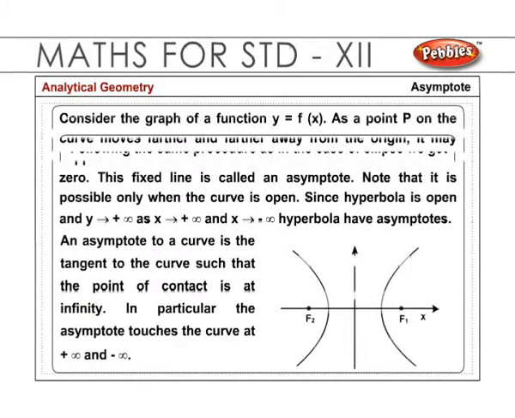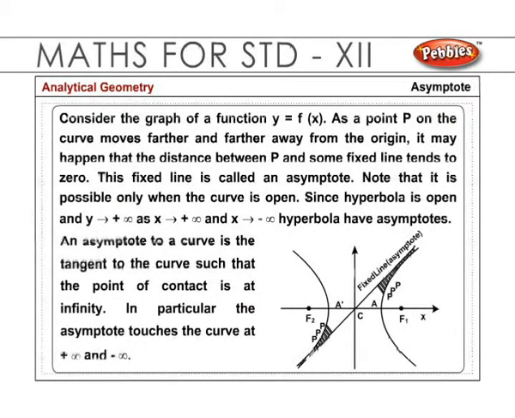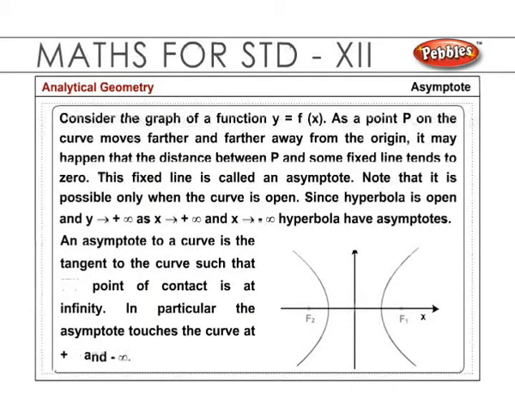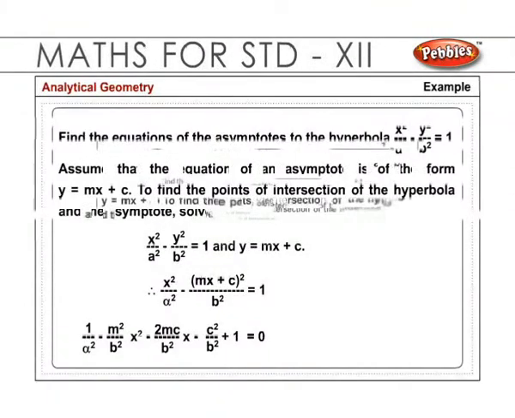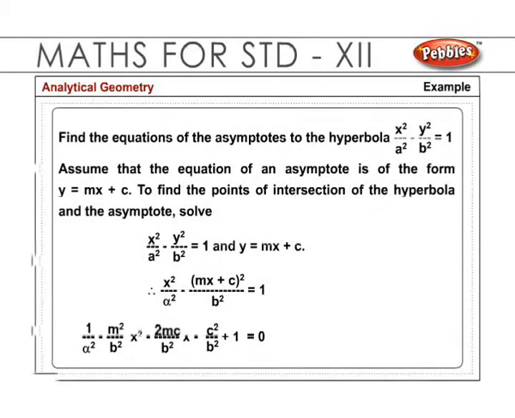Asymptotes. An asymptote to a curve is the tangent to the curve such that the point of contact is at infinity. In particular, the asymptote touches the curve at plus infinity and minus infinity. Find the equations of the asymptotes to the hyperbola x squared by a squared minus y squared by b squared is equal to 1.